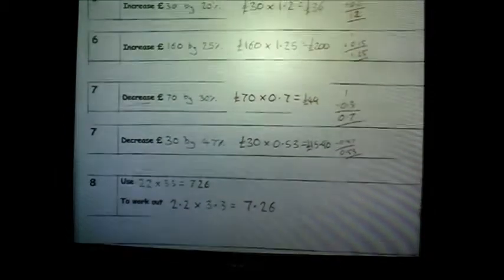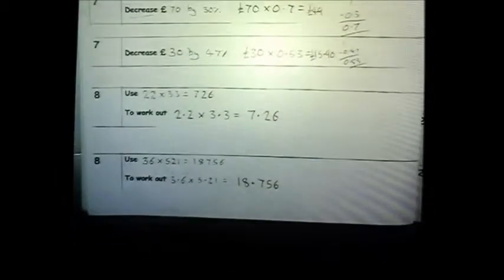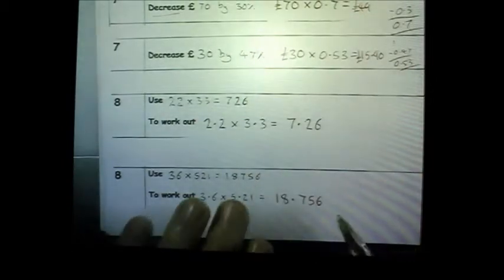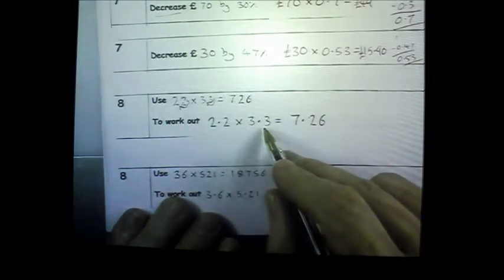Next one. Here we go. This comes out quite a lot these days, these ones. So 22 times 33 is 726. So use that to work out this. Well, what you've got to recognise is the decimal point has gone from there to there, and it's gone from there to there. So both of those are a factor of 10 smaller. So this is going to go this way twice. There you go, and there you go.